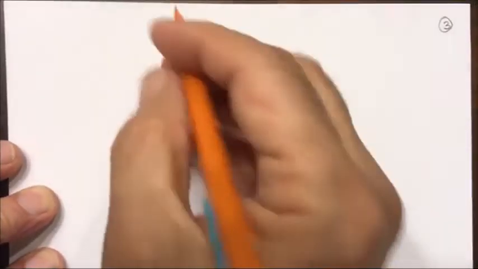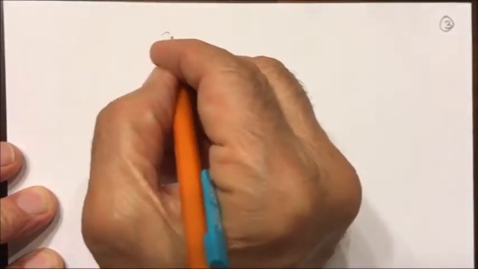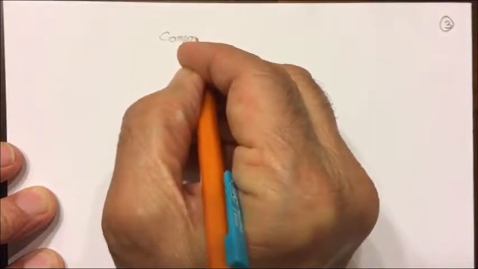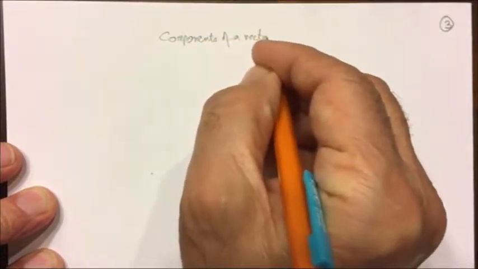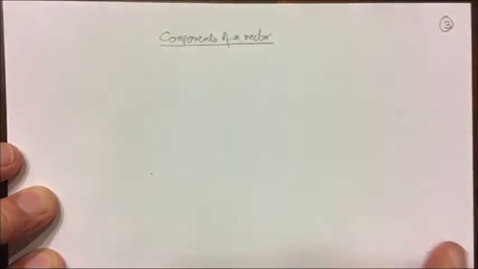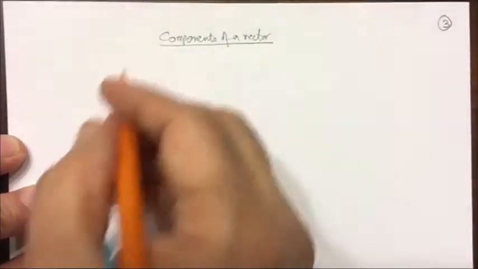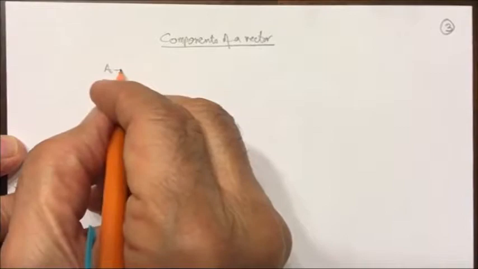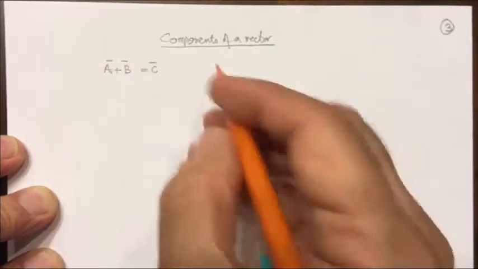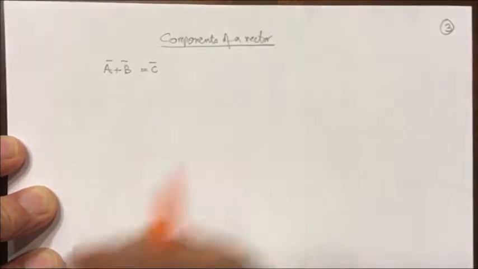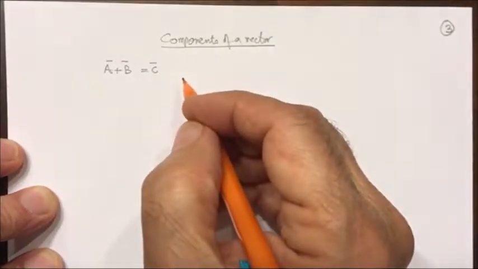Okay, so now we look at what we call the components of a vector. Earlier we had seen that if we have a vector A and we add a vector B to it, we get a new vector C. So you can take two vectors and just add them together to get the third vector.